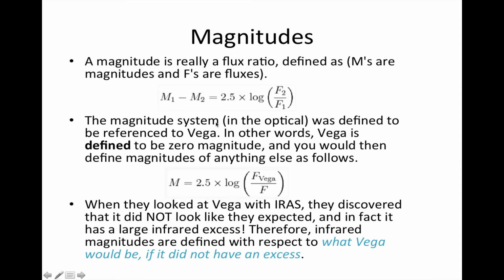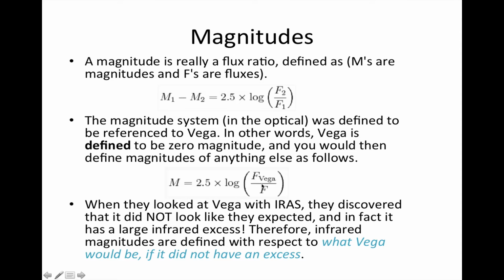The magnitude system in the optical is all pinned on how bright a star called Vega is. Vega is one of the brightest stars in the sky, and Vega is defined by this system to be 0. So then you plug in Vega for object number 2. You have M1 minus 0, because Vega is 0 magnitudes, is equal to 2.5 times the log of the flux of Vega over the flux of your object. So here it is. M is equal to 2.5 times the log of the flux of Vega divided by the flux of your object. Vega is defined to be 0 magnitude. And so when you say that something has a magnitude of 6, that is an implicit comparison to Vega.